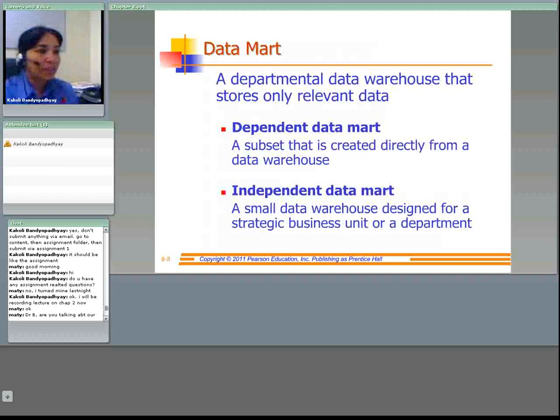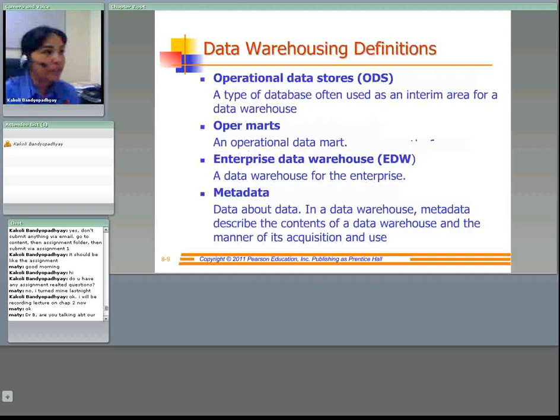Dependent data mart is a subset that is created from the data warehouse. And independent data mart is basically a small data warehouse, which is designed for a strategic unit or a department. The second type of data warehouse, the first type is data mart. The second type of data warehouse is called operational data store. Operational data store, or ODS.